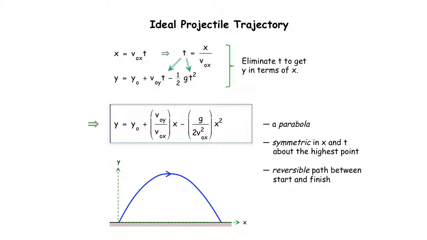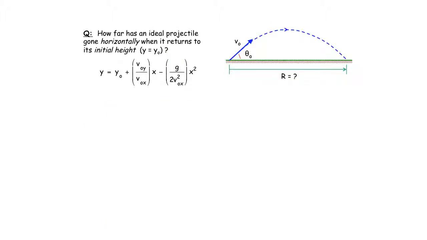We're going to see it in a second, but this actually gives us a clue as to when to maximize this function. So here's our question. I'm going to work through it step by step so you have this in your notes, but you'll also be able to work out some of the steps for yourself. How far has an ideal projectile gone horizontally when it returns to its initial height? This equation now allows us to say, if I want to come back to y equals 0, how far did I go? What value of x did I reach?